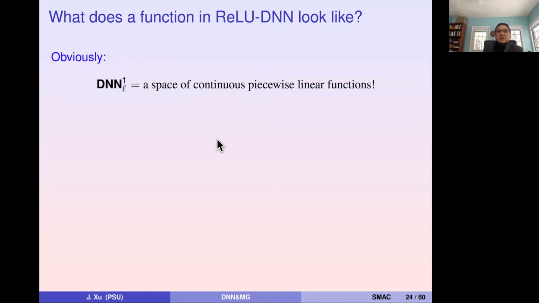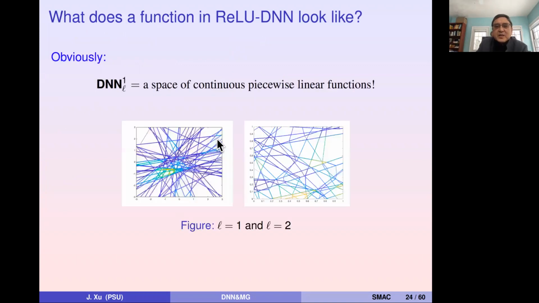And so now let's talk about what the ReLU looks like. It's very easy to say it's a space of continuous piecewise linear functions, but it's not the kind of classical finite element grid I know. It's a kind of intersection of different hyperplanes, and you get these piecewise linear functions.